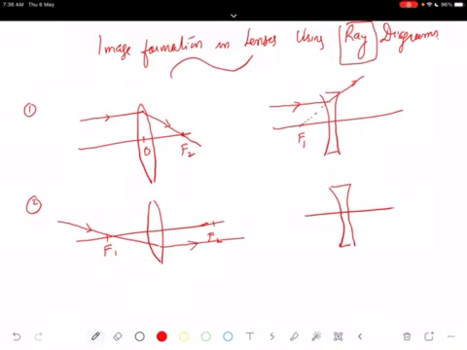In the case of a convex lens, you can see that a ray of light passes through the principal focus F1 here, and after refraction you can see that it goes parallel to the principal axis.